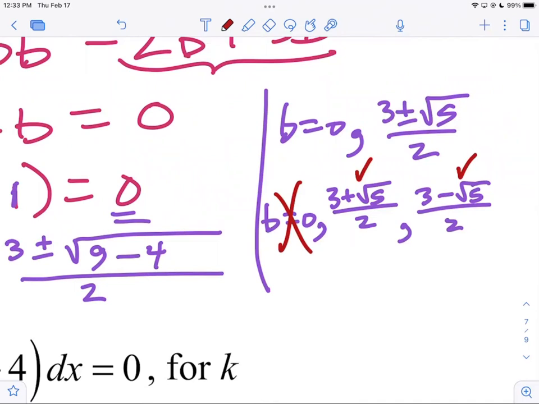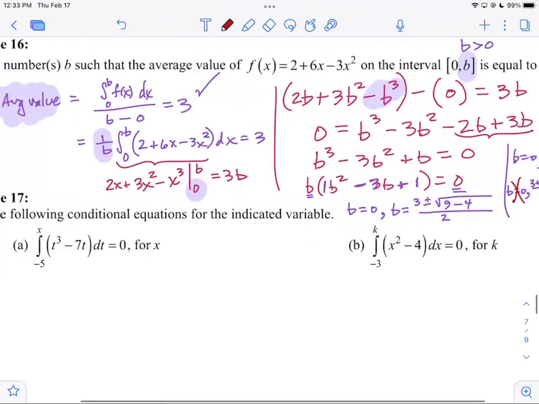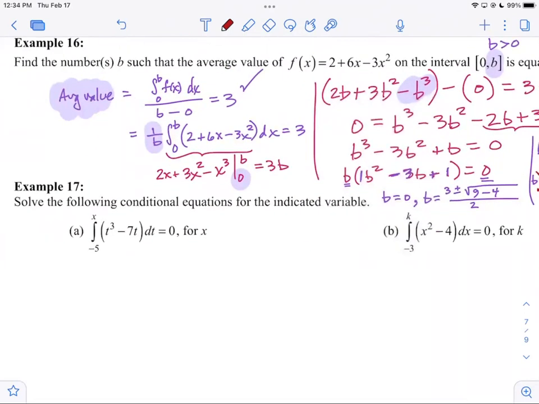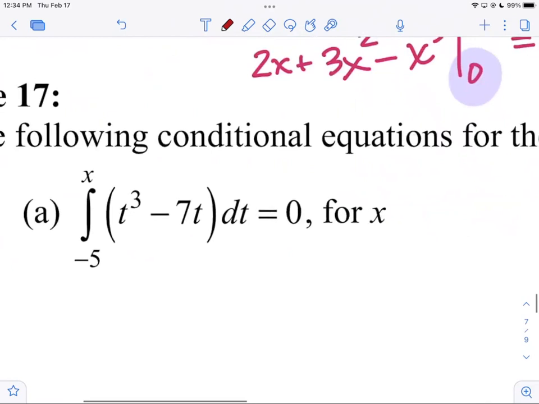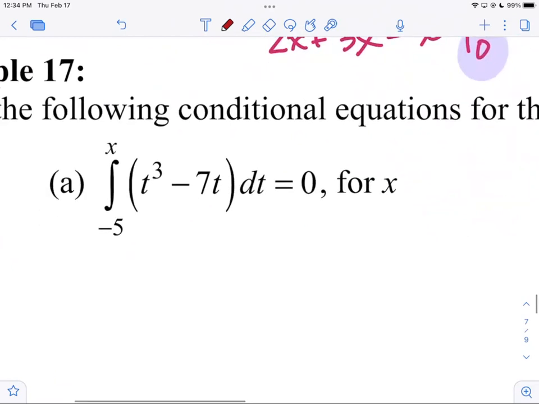Yeah. All right. Sweet. Here's something that's kind of along the same lines, but you don't have to set up the equation. It's already set up for you. So this isn't average value necessarily. This is just a conditional equation that involves a definite integral. All right. So let's look at this one. Solve for x. That's what it's going to say.